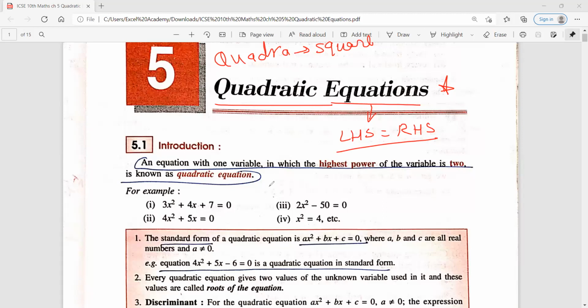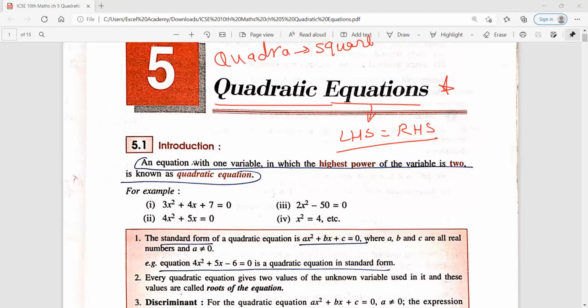To solve a quadratic equation means to find the value of the variable. Usually the variable is x, sometimes it could be y. Whatever the variable may be, you have to find its value. That means we have to solve it.